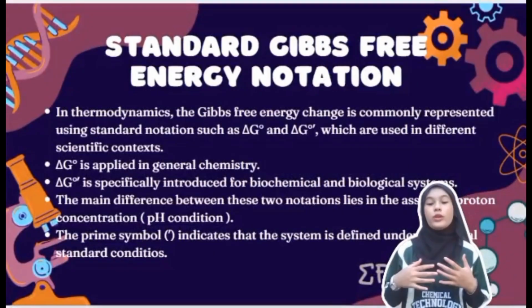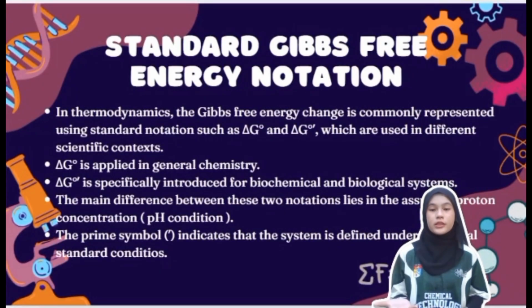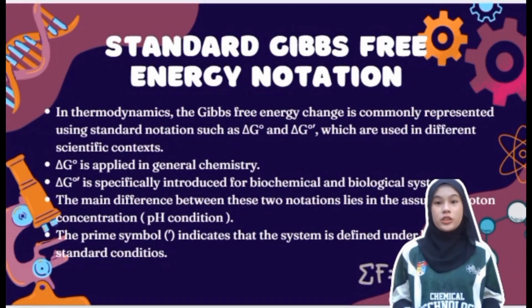These are open systems that constantly exchange matter and energy with their surroundings, and many reactions are coupled to ATP hydrolysis. Because of this, cellular reactions are often far from equilibrium. I will explain the standard notation used for Gibbs free energy in biochemistry, focusing on the difference between delta G naught and delta G naught prime.